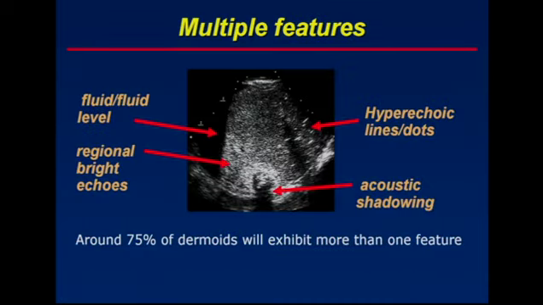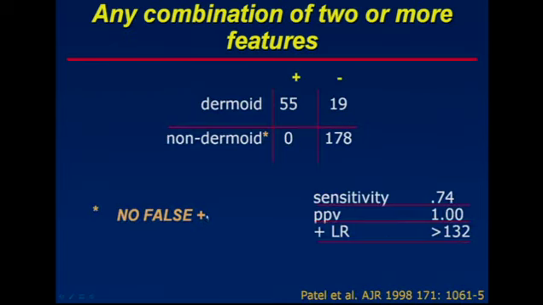What you really want to look for is multiple features of dermoid. As we showed in that earlier image, reproduced here, if we can see more than one feature, as occurs in 75% of dermoids, then we'll be far more confident that we're dealing with a dermoid. In fact, in this paper that we wrote many years ago, when any combination of two or more features were seen, there were no false positives in our series, giving us a likelihood ratio for the diagnosis of dermoid that exceeds 132, using the criteria I have described.